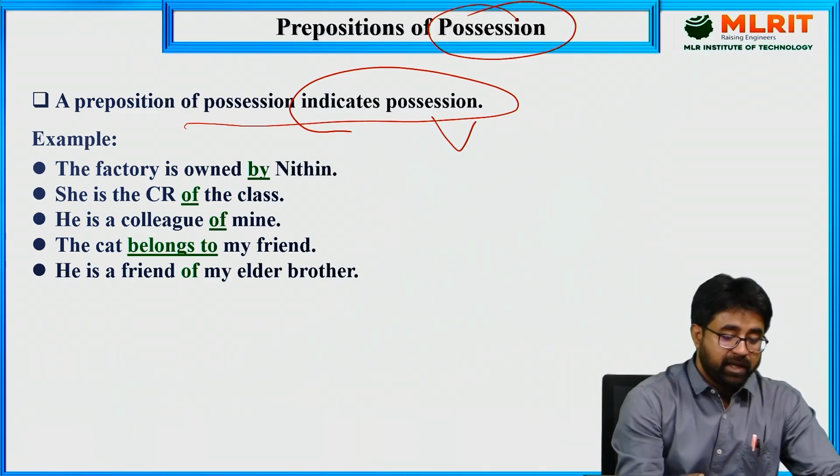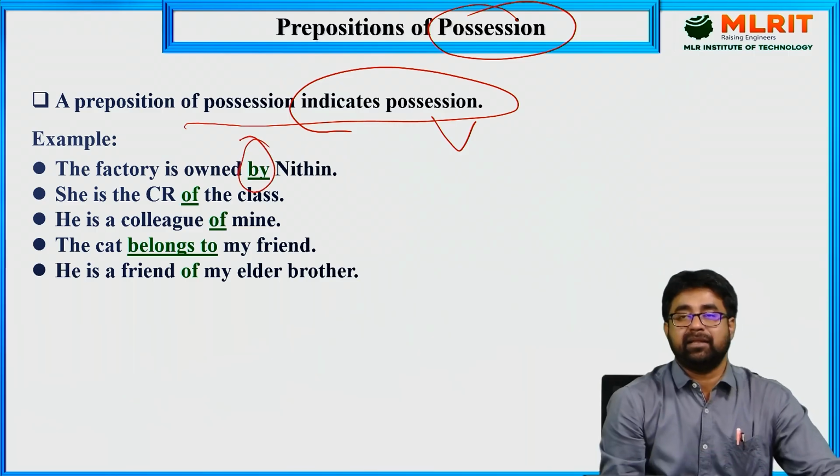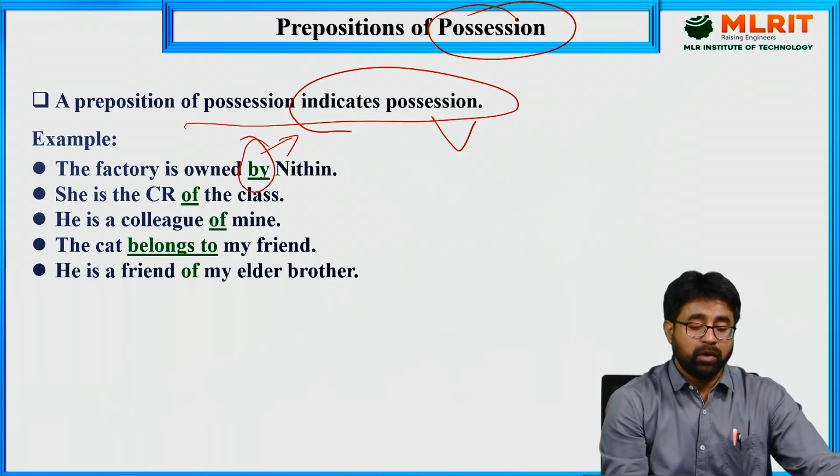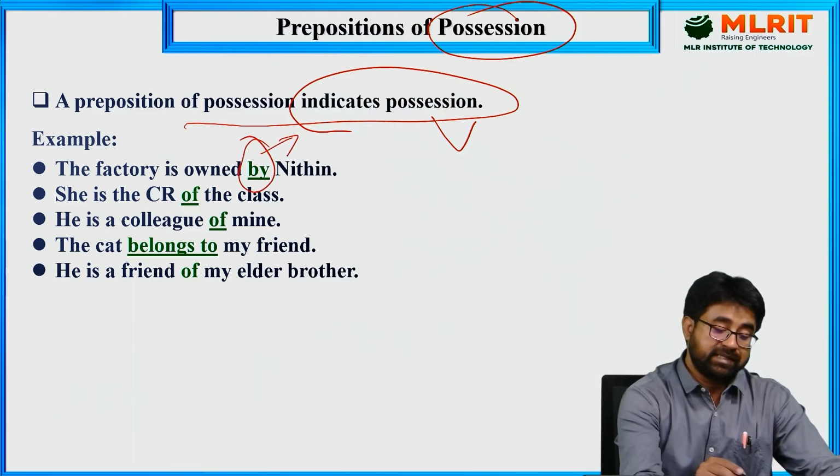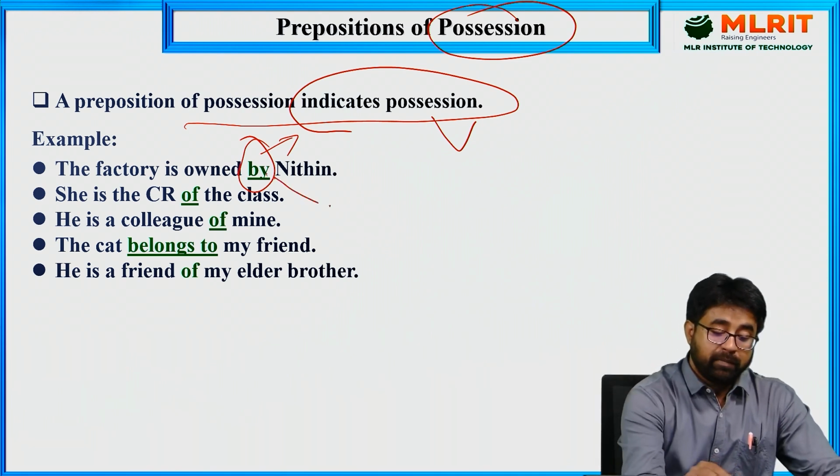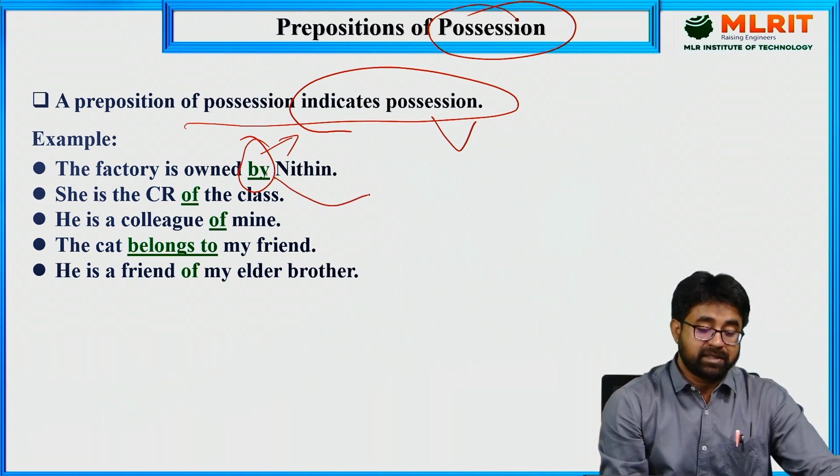You can see here, the factory is owned by Nitin. So by is a preposition, you all know. Now what kind of preposition is it? It is a preposition of possession. Why? Because it is establishing the relationship in terms of possession.